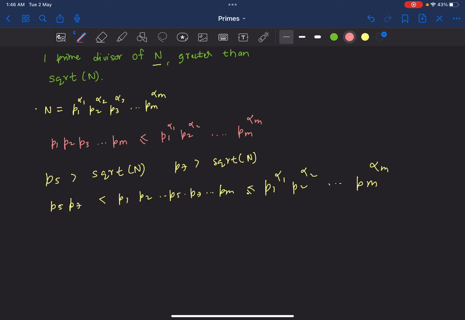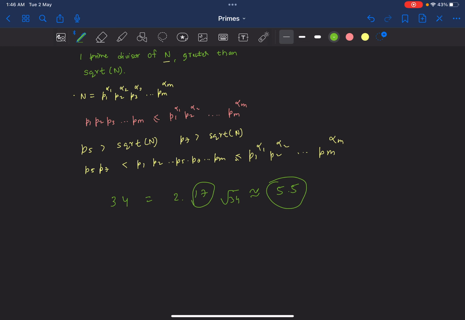So we'll see some examples. Let's say there is a number 34. We can write it as 2 times 17, right? And what will be the square root of 34? The square root of 34 will be lesser than 6 and greater than, let's say, 5.5 something. So we can say that there is one prime number, 17, which is greater than the square root of 34.